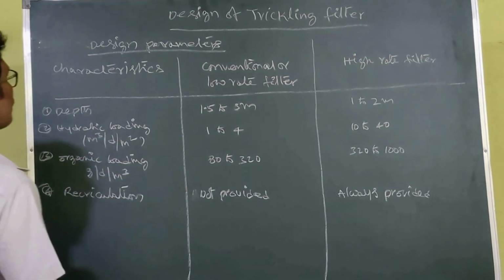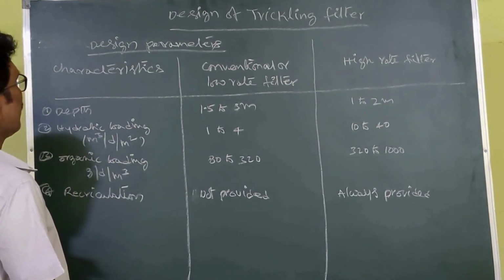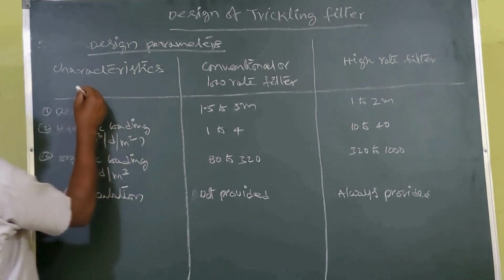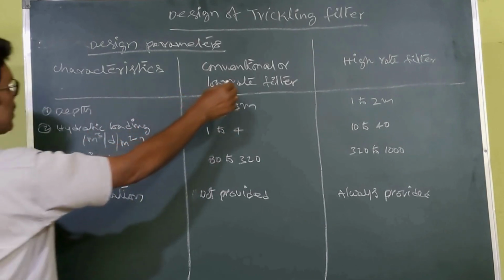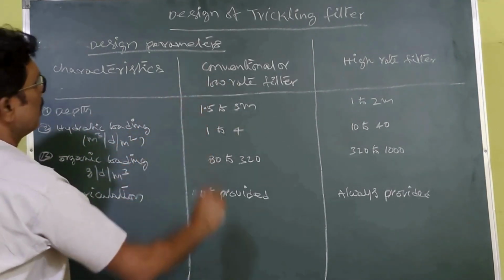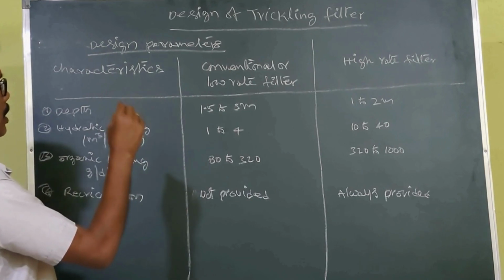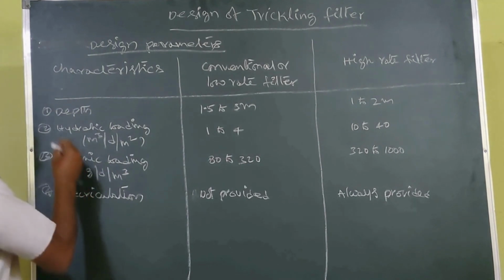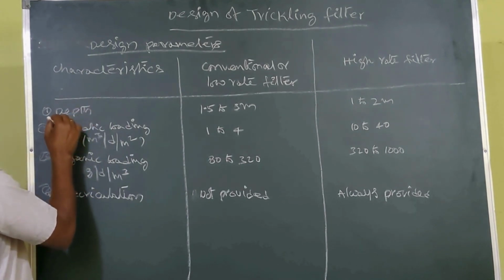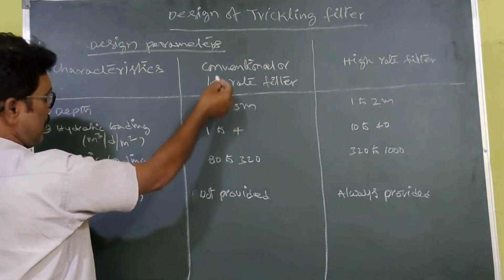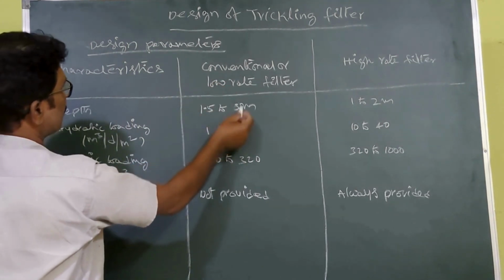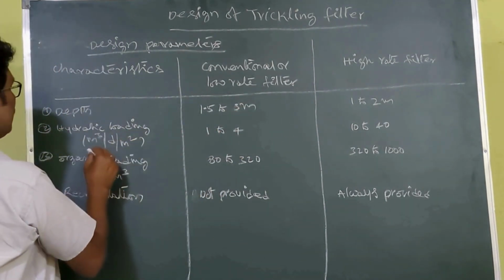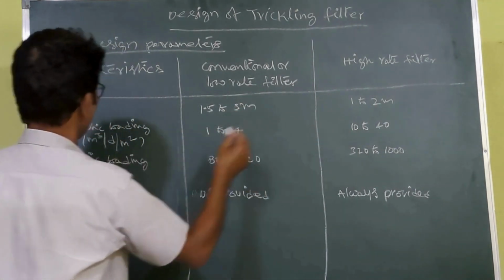First, we have to understand the design parameters. So, coming to the design parameters, these are the characteristics: conventional or low rate trickling filter, or standard rate, which is one and the same, and high rate trickling filter. Coming to the first parameter, depth: usually in the conventional, low rate or standard rate it is 1.5 to 3 meters, and in high rate it is 1.2 to 2 meters. Hydraulic loading is 1 to 4 and 10 to 40.